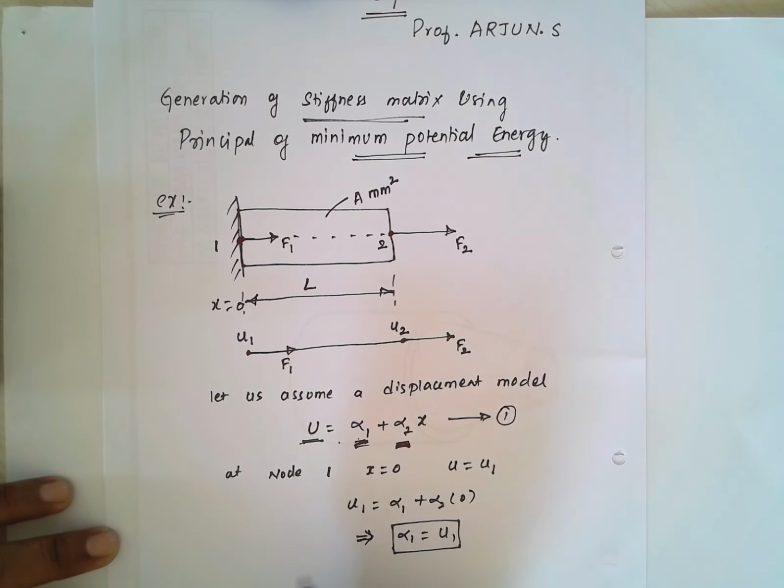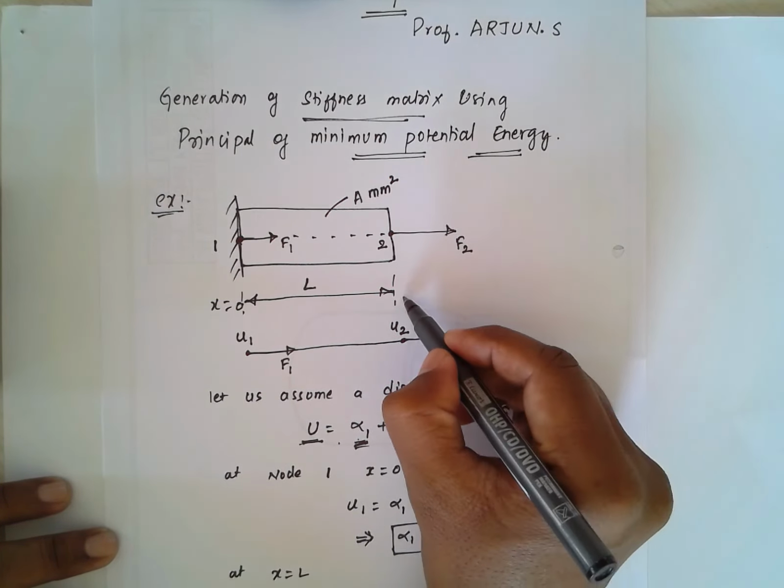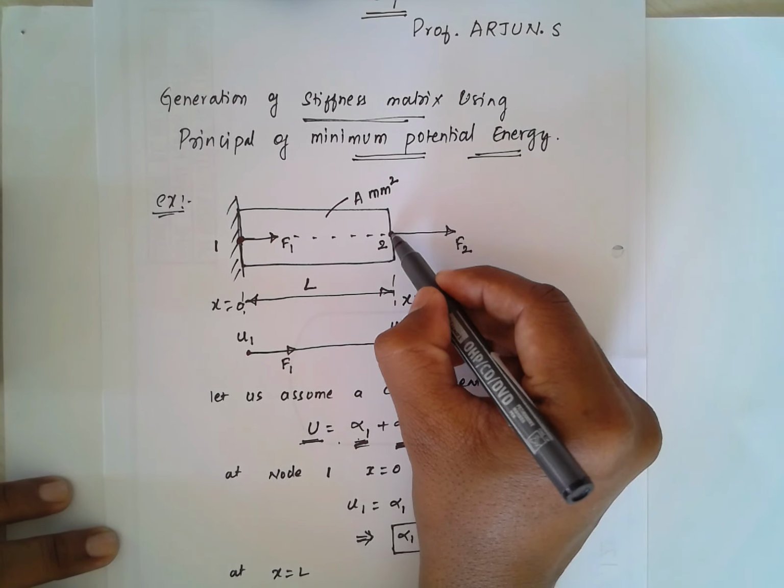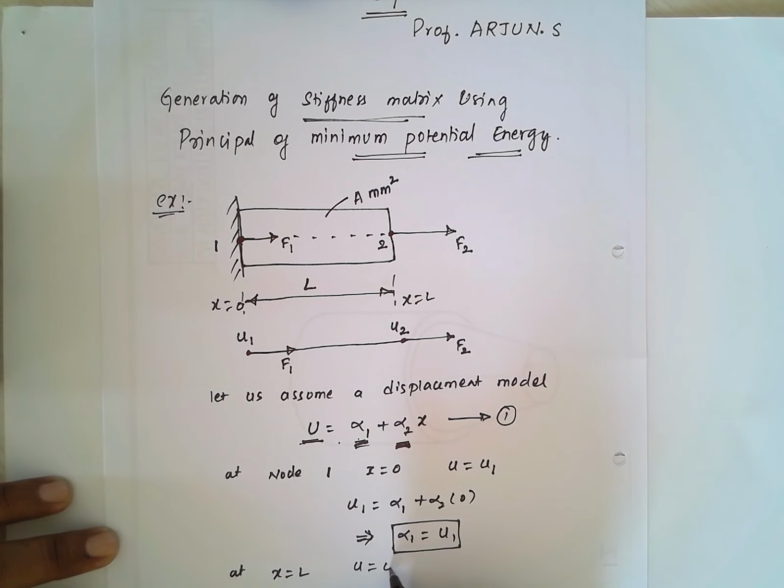And now again at x is equals to L, at this particular point, value of u will be equal to u2. Now again substitute this value at x is equals to L into equation number 1, then this will become u2 is equals to alpha 1 plus alpha 2 into L. Again from this we know that alpha 1 is equals to u1, so on back substitution, u2 is equals to u1 plus alpha 2 into L.